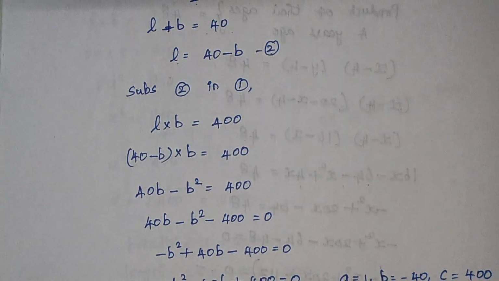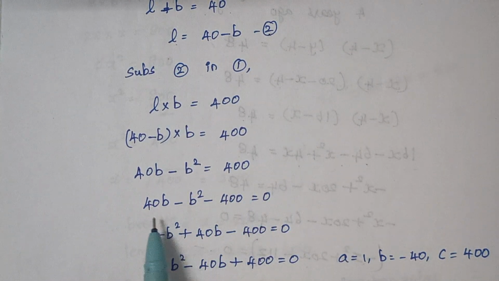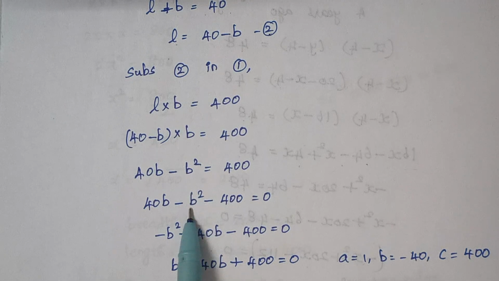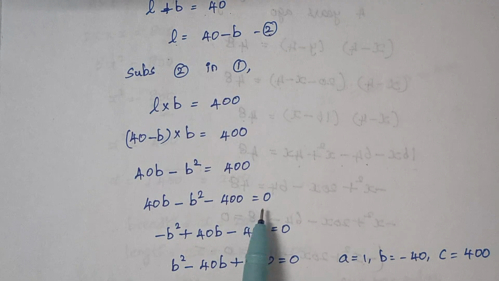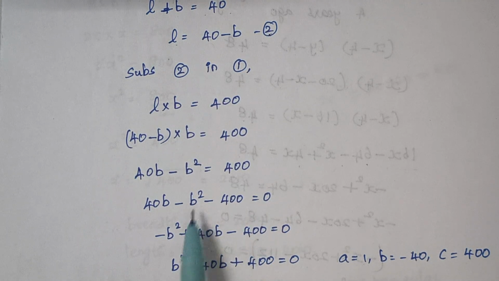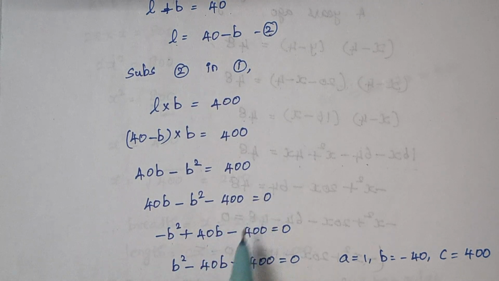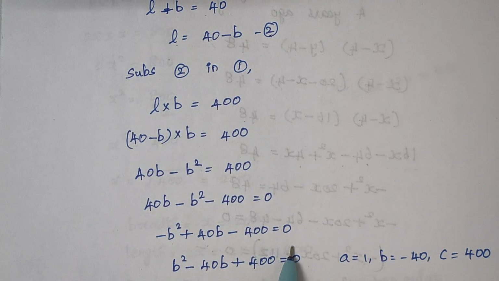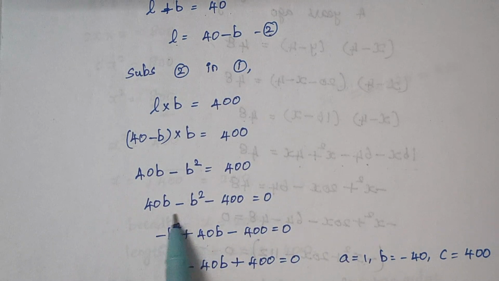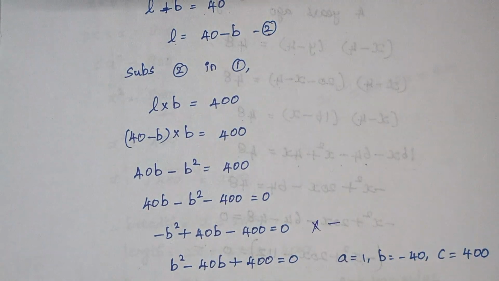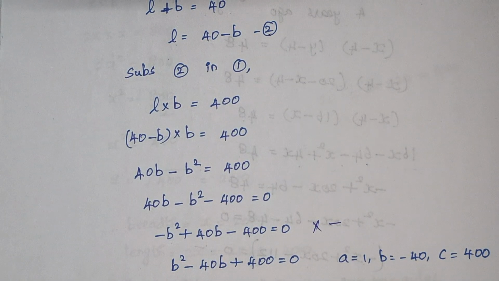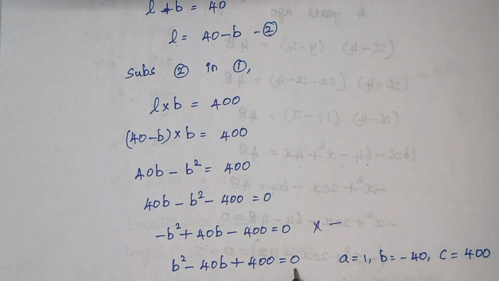So when you rearrange, we get the equation as 40b minus b square. When you move this 400 to the left hand side, it becomes minus 400. Again, when you rearrange, minus b square plus 40b minus 400 is equal to 0. Again, we always need a positive square term. Therefore, I am multiplying this entire equation with a minus sign, or simply you can say I am changing the sign for this entire equation. So here it is b square minus 40b plus 400 is equal to 0.